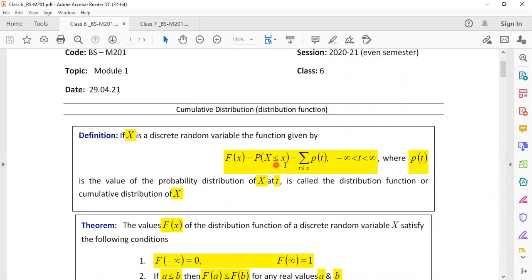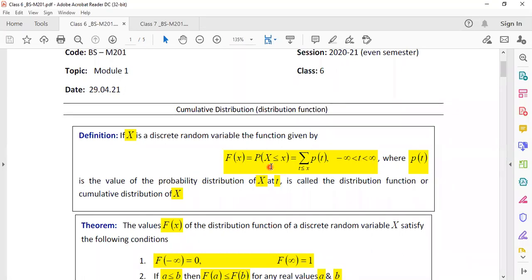So we can write this with the summation sign by introducing another variable t. t actually is a real number. That's why I have written that t lies between minus infinity and plus infinity. But that doesn't mean that I'm considering the continuous case. I'm just saying that t is a real number. I could have written that t belongs to the set of real numbers.